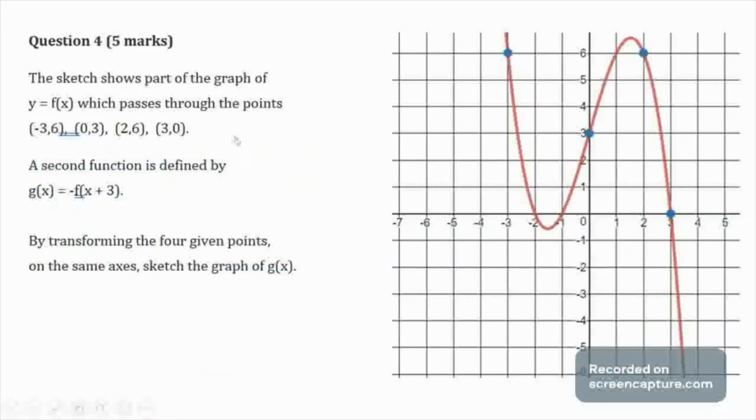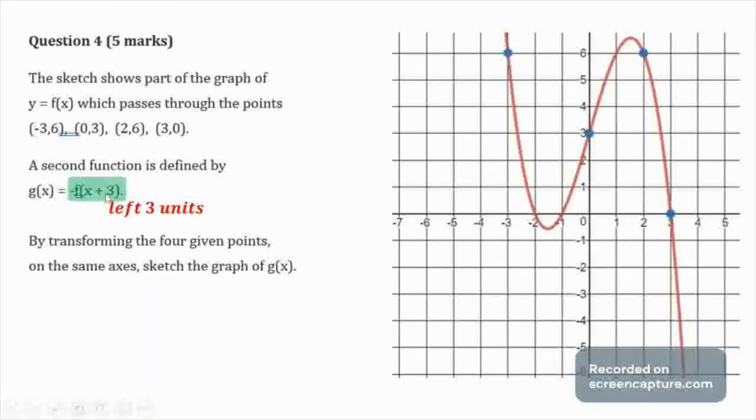Question 4, this sketch shows part of the graph of a function, okay, with these points on it, and you can verify that those 4 points are the 4 we have in blue here. Now, it says a second function is defined by this. So we're creating a new function, and we're doing some transformations to the original. What transformations are taking place here? That's the question. First of all, what is this x plus 3? What kind of transformation is that? Well, that tells us that we are going to move or translate 3 units left.